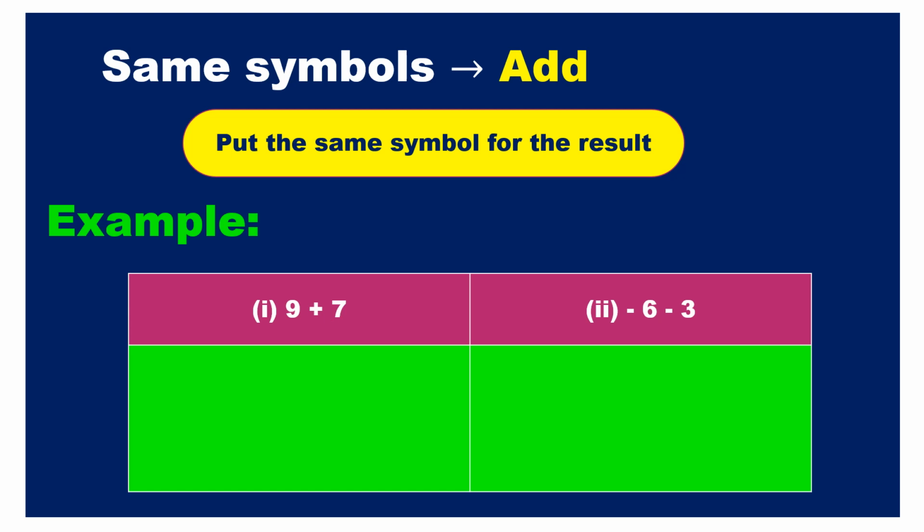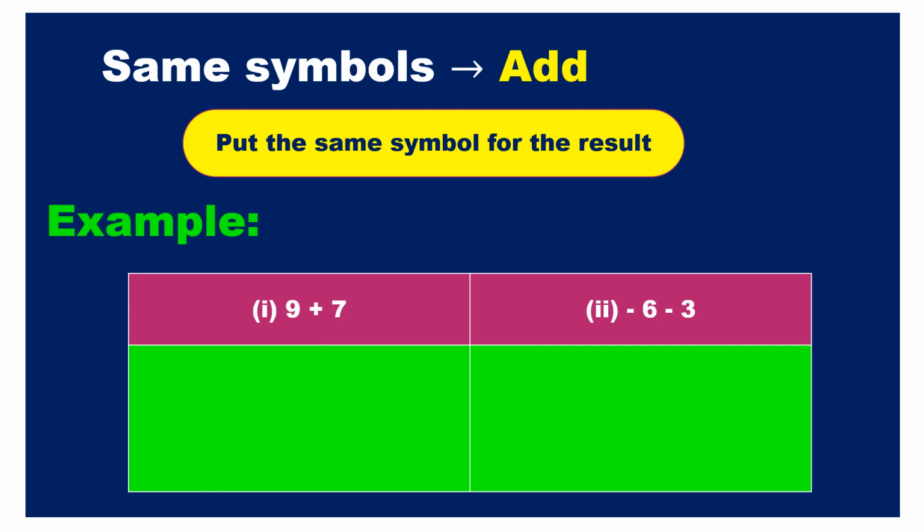So here before 9 there is no symbol. Meaning there is a plus symbol. If a number has no symbol, then it is under plus. Here the symbol before 7 is plus. So 7 also has a plus symbol.